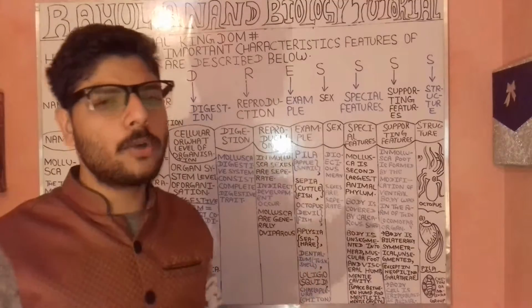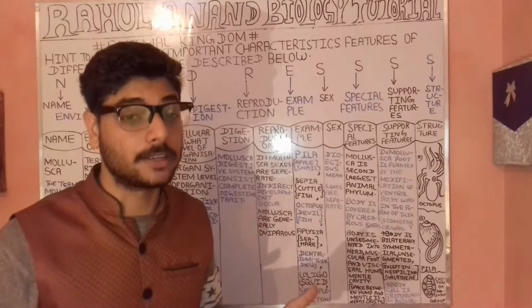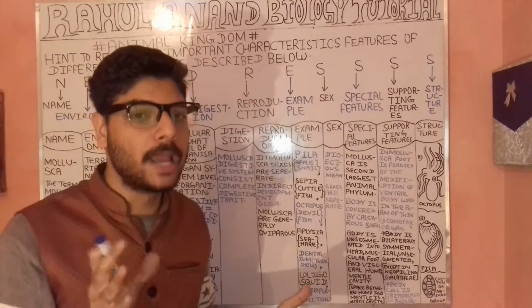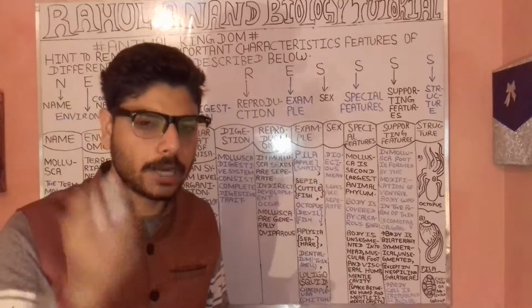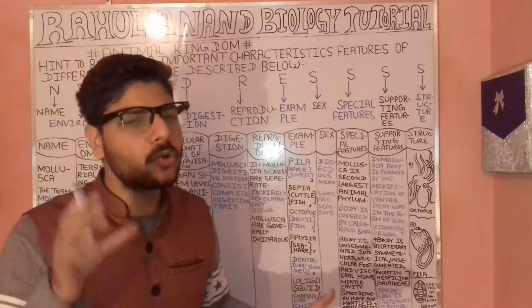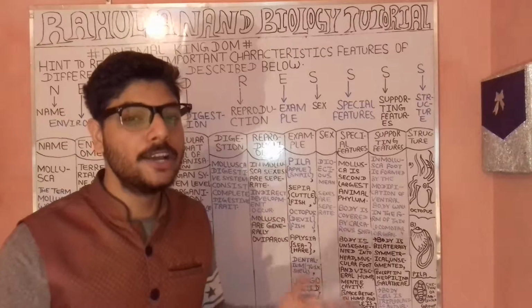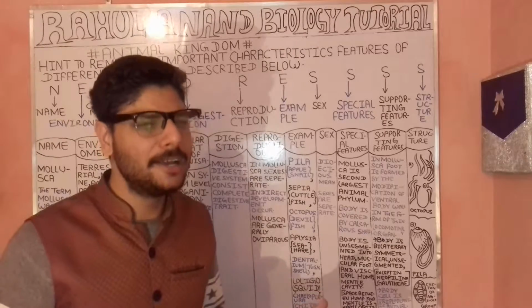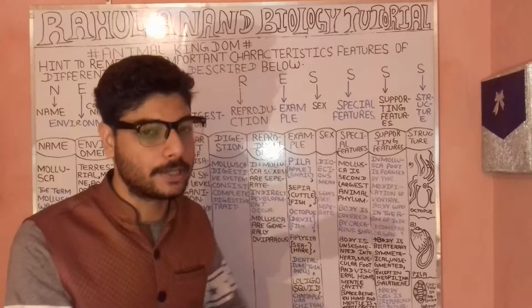Now, when we are talking about the rest of the portions, we are having the special features, then we will be having the supporting features. So now let's particularly encounter and understand it. When we are talking about the case of the sexes, in the case of the mollusc the sexes will be separate. Then we have the special features, then the supporting features, then the structure.